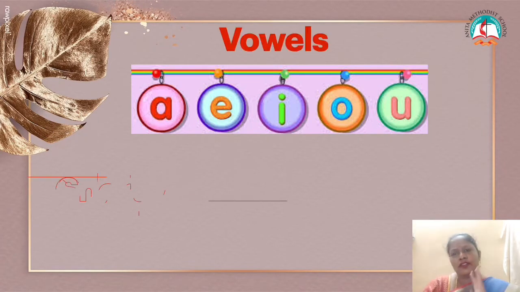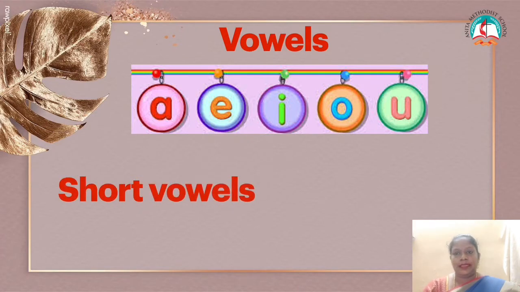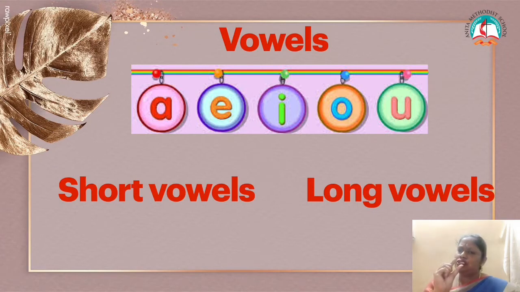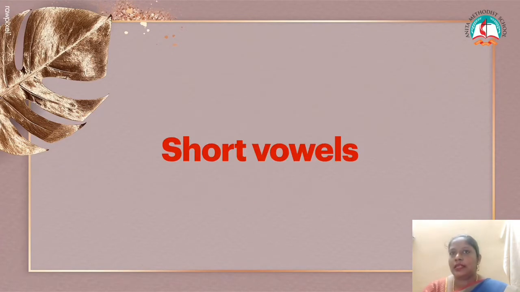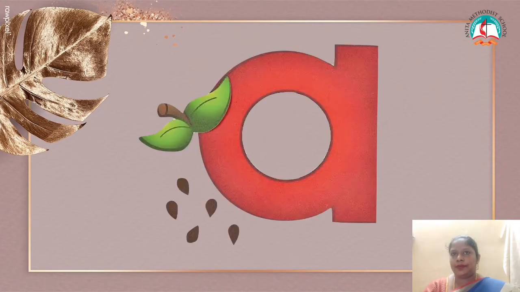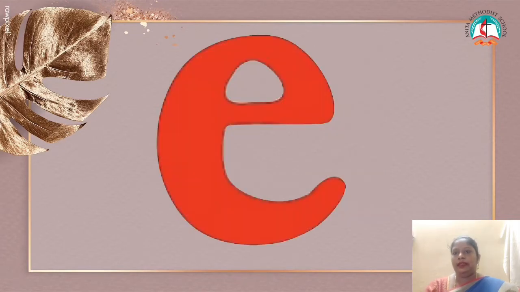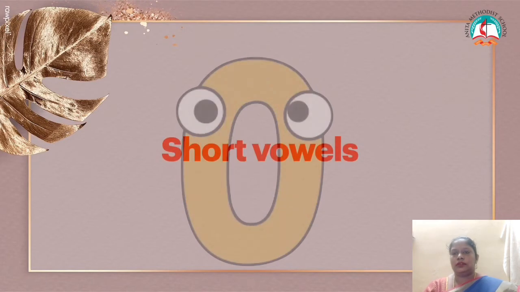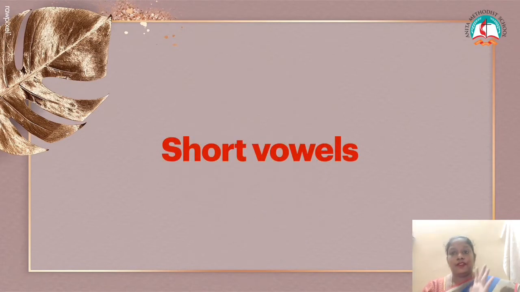The vowels are of 2 types. They are short vowel and long vowel. The short vowels are a, e, i, o, u. These are the sounds of the short vowels.